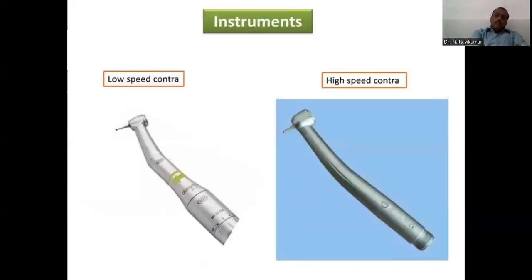So what is the armamentarium used for root canal treatment or access cavity preparation? There are two handpieces. One is a contra-angle handpiece, another one is a high-speed handpiece. The high-speed handpiece is used for access cavity preparation. The contra-angle handpiece is used with the help of a GG drill to remove the shoulders in the palatal aspect of the anteriors.